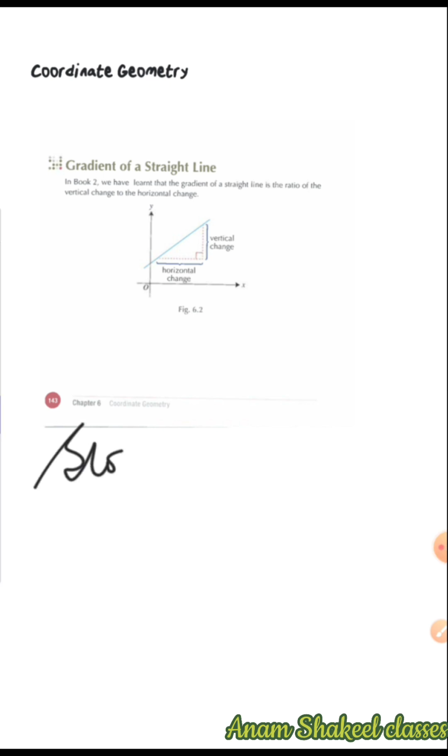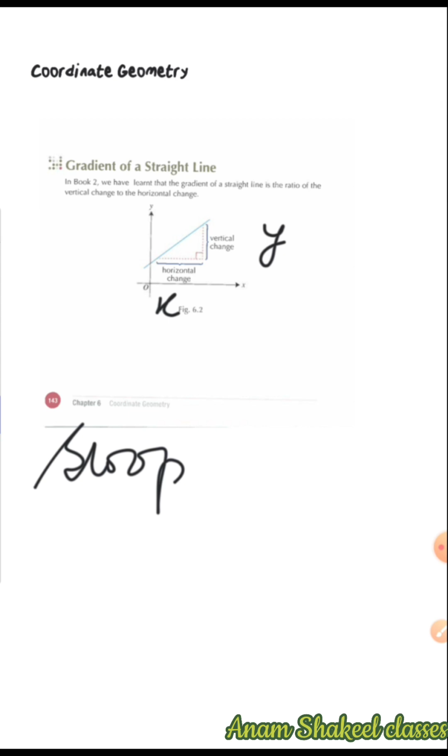Today we are discussing a topic regarding coordinate geometry, the gradient of a straight line. Gradient is actually the slope of a straight line. The gradient is the vertical and the horizontal change. Vertical change is the change in the y-axis and the horizontal change is the change in the x-axis. The division of these two changes will give us the gradient or slope of a straight line.